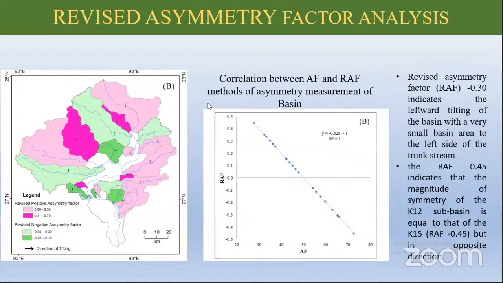That's why we proposed a revised asymmetry factor analysis, which indicates in which direction the river is tilted. The overall revised asymmetry factor is minus 0.30, which indicates the total basin is tilted leftward. Among the 21 sub-basins, there are also two sub-basins where the revised asymmetry factor shows the same magnitude, but the value is inverse. One is K12, which is positive 0.45, and the other is K15, which is also 0.45 in magnitude. According to this revised asymmetry factor, the two values are the same but in opposite directions. So this asymmetry factor may help identify in which direction rivers and basins are tilted.